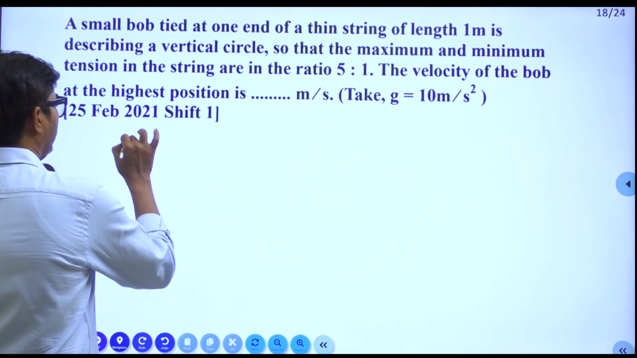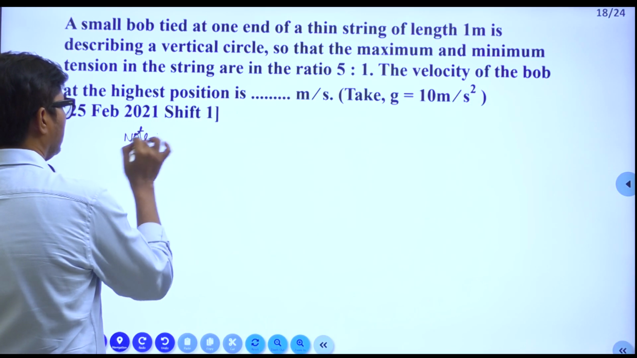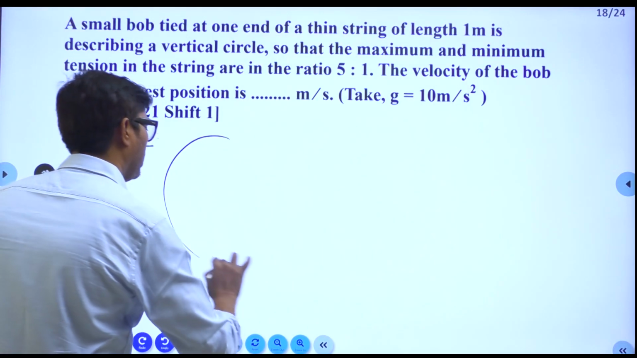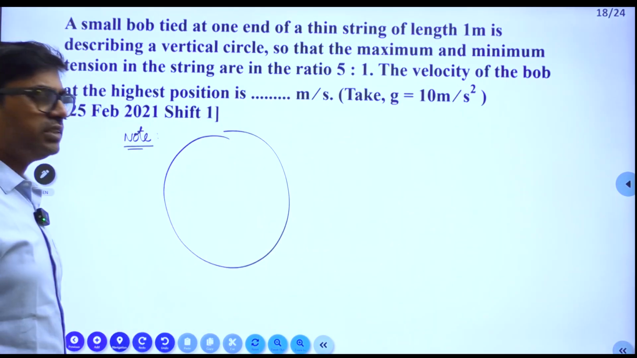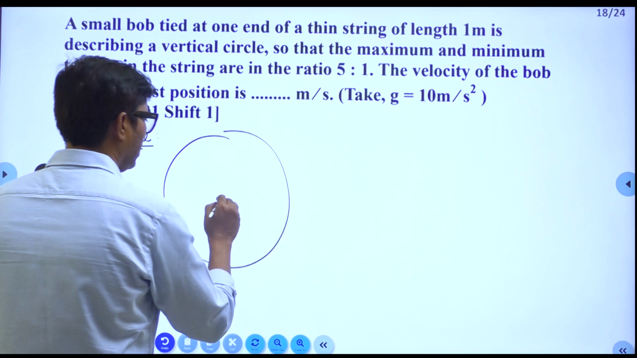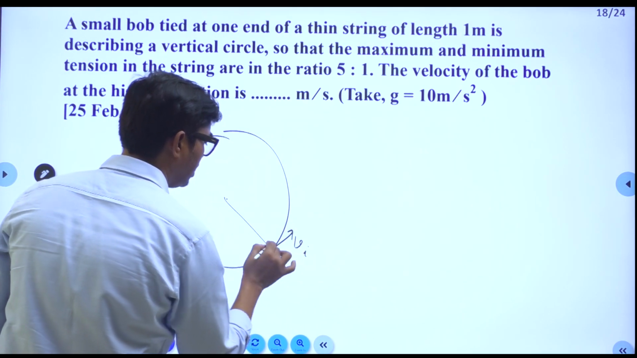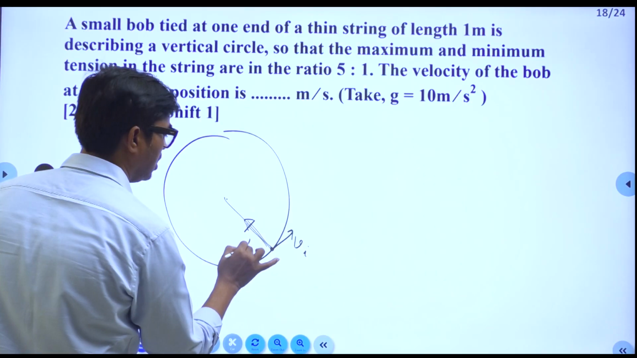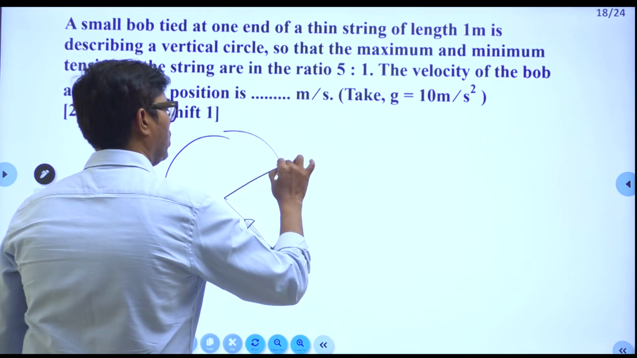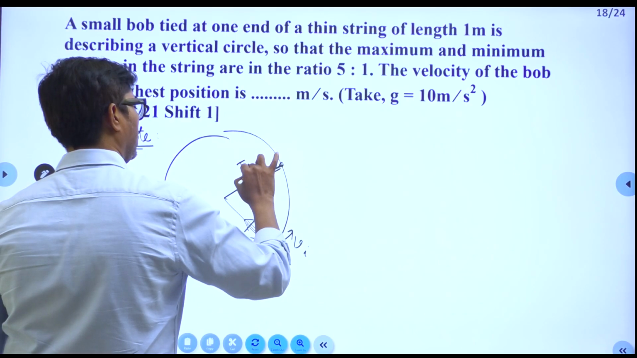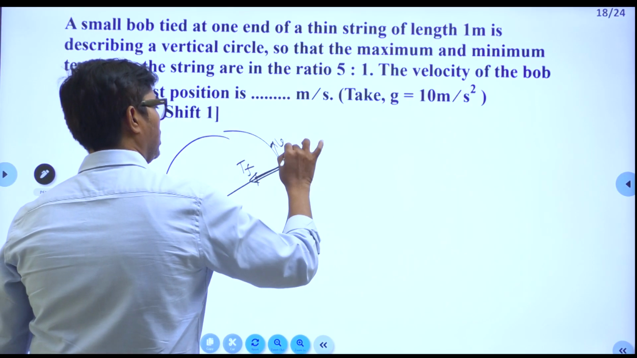See, I'll give you one important result in vertical circular motion, so better you remember it. Suppose in a vertical circular motion, because of gravity and tension in the string, it is going like this. Let's assume that initially it is here. Alright, v initially is like this. Tension is Ti. And after some time it has gone here. Alright, there the tension is Tf, and velocity is v final.